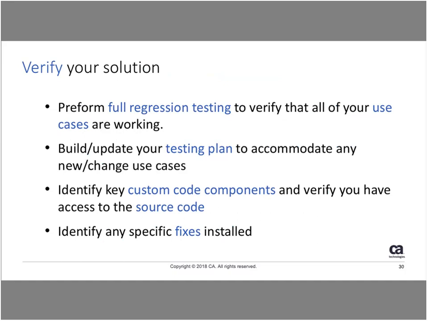So once you have the regression testing and you have your test plan in place, you want to identify key custom components. Not because we're not going to move them, just because you might need to go and recompile them if you move from one Java version to another, if you switch application server.